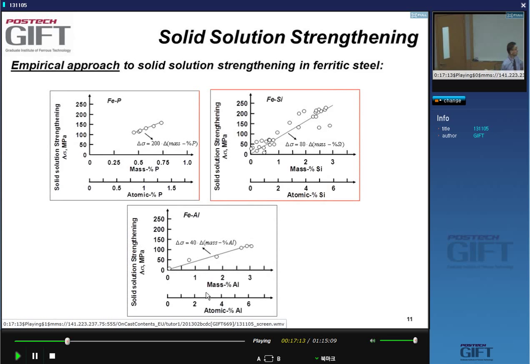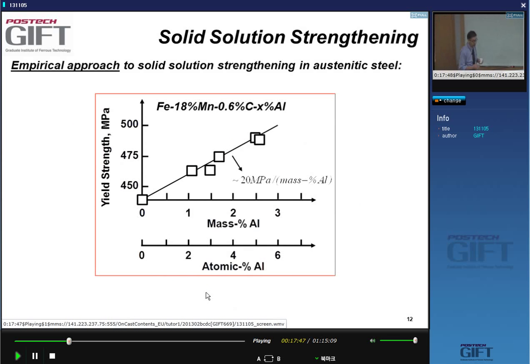to rely on. For instance, this is an iron-phosphorus graph. You can see a nice linear relation. With silicon, there's a lot more scatter in the data, but we can draw a straight line through it. Iron-aluminum, again, a straight line, which supports this empirical approach of saying that strengthening is proportional to the weight percent or mass content of the alloying element.